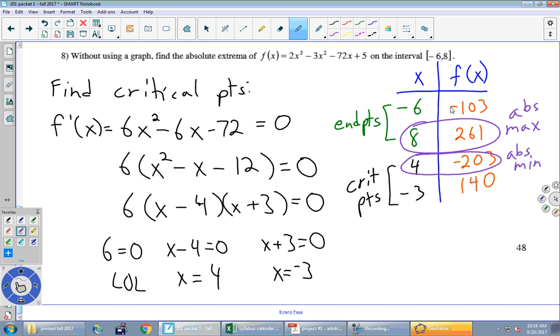And that's it. Yeah, Aaron. So we're finding the zeros for the original function. Yes.